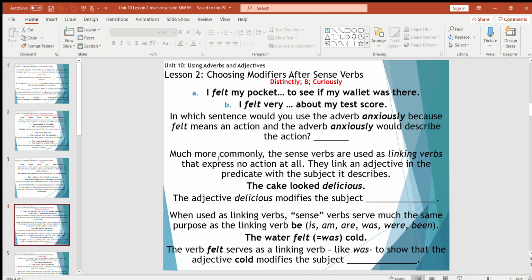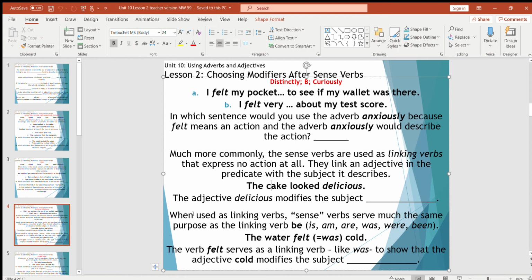So like with the cake looked delicious, the verb looked isn't being like the cake physically looked at anything, right? It's more like the cake is delicious. So the adjective delicious is correct to use because it's describing the subject, which of course is what? Cake.